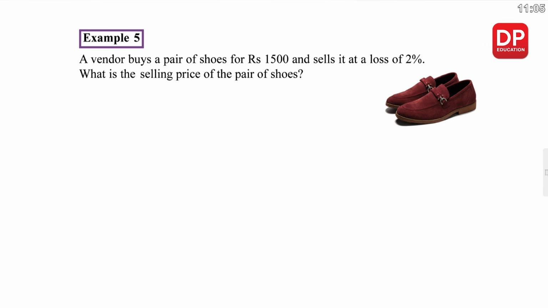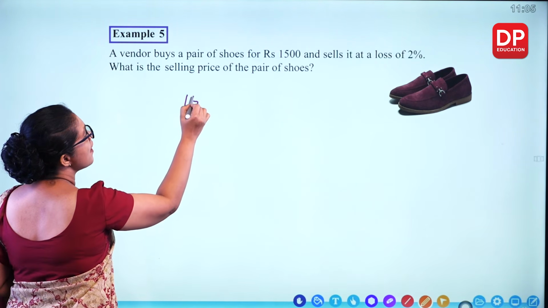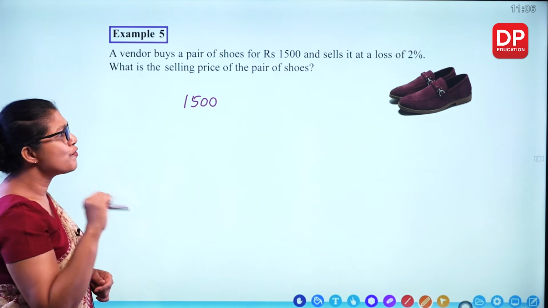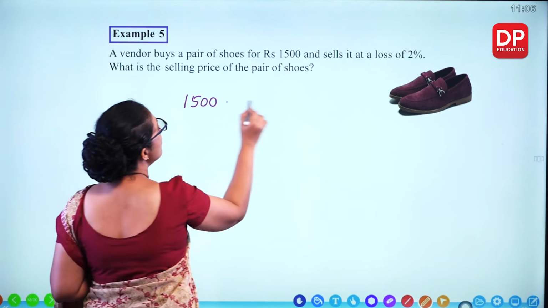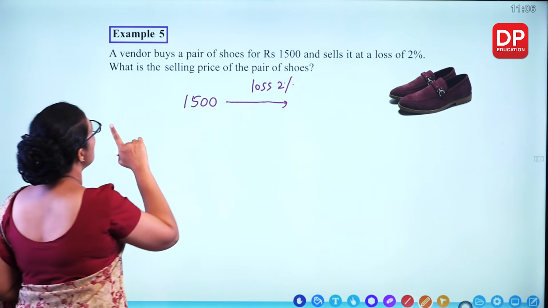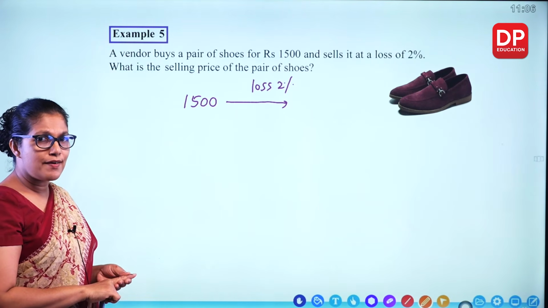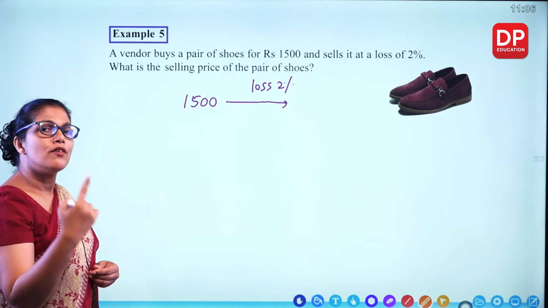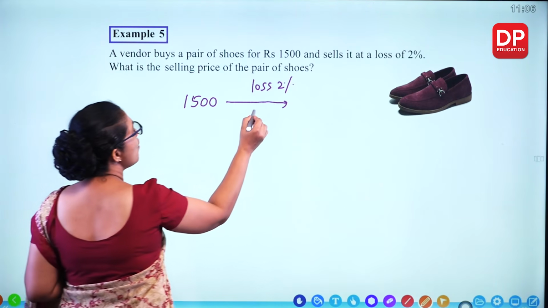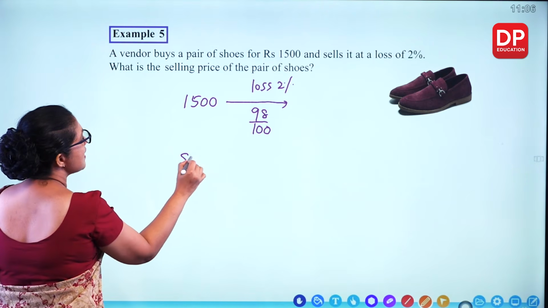Example number 5. A vendor buys a pair of shoes for 1,500 and sells at a loss of 2%. Now, getting a loss of 2%. What is the selling price of the pair of shoes? If you buy for 100, if there's a 2% loss, you have to sell it for 98 rupees. So now it's 98 over 100. So what's the selling price?